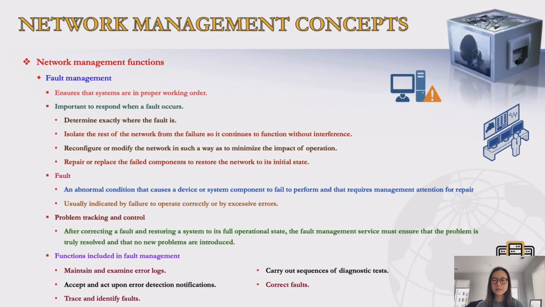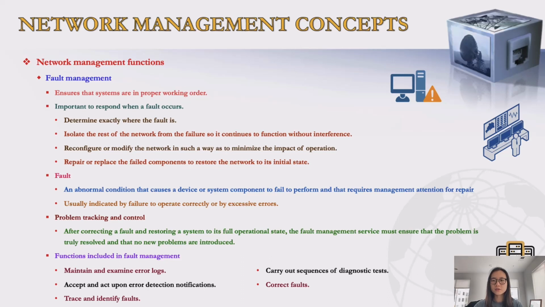Fault management ensures that systems, either as a whole or as a part, are in proper working order. When a fault occurs, it is important for organizations to respond as rapidly as possible. Particularly, organizations need to determine exactly where the fault is and to isolate the rest of the network from this failure so it continues to function without interference. Also, organizations are required to reconfigure or modify the network to minimize the impact of the operation without the failed components. In addition, they should repair or replace the failed components to restore the network to its initial state.